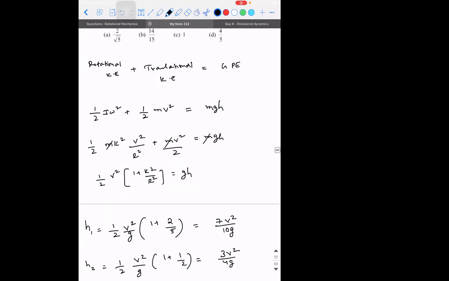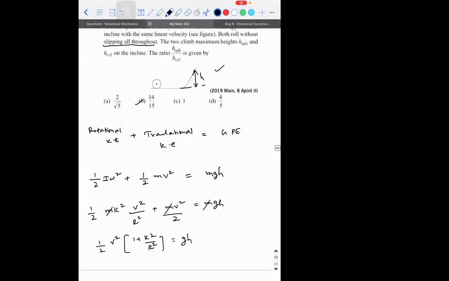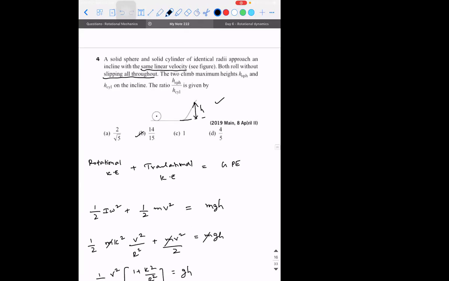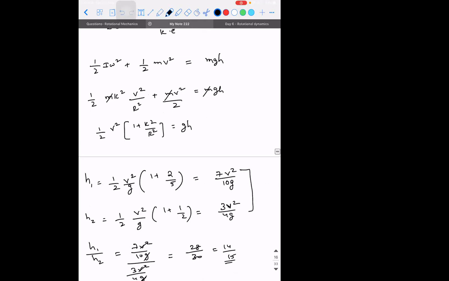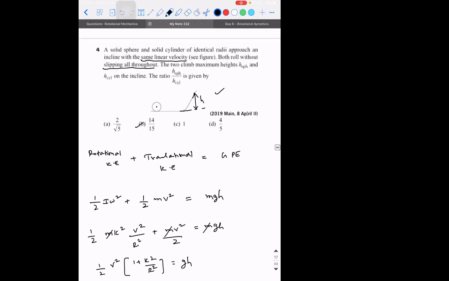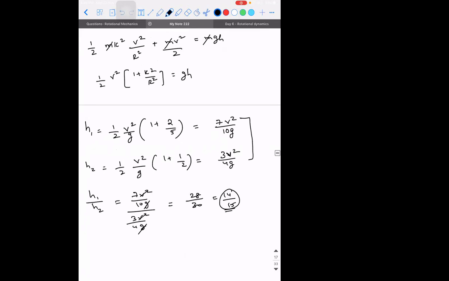Is there an option like this? Yeah. So here, one ambiguity is that they didn't mention anything about the velocity. This is what I was looking for, with the same linear velocity. So that is what I was searching for actually. Since they started with the same linear velocity, the answer will be 14 by 15. Guys, did you understand? Yes, sir.